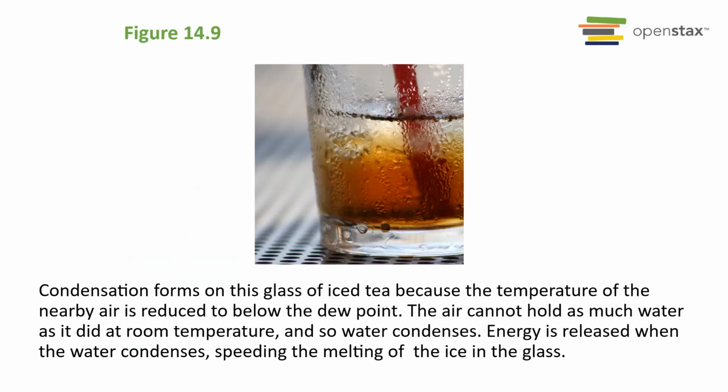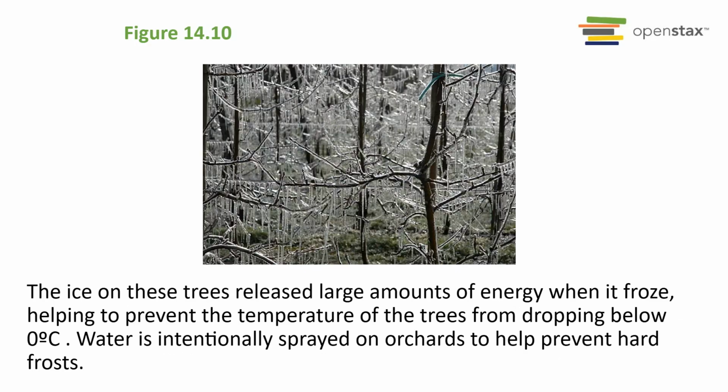13 degrees Celsius. So condensation forms on this glass of iced tea because the temperature of the nearby air is reduced to below the dew point. The air cannot hold as much water as it did at room temperature, so the water condenses. Energy is released when the water condenses, speeding the melting of the ice inside the glass.